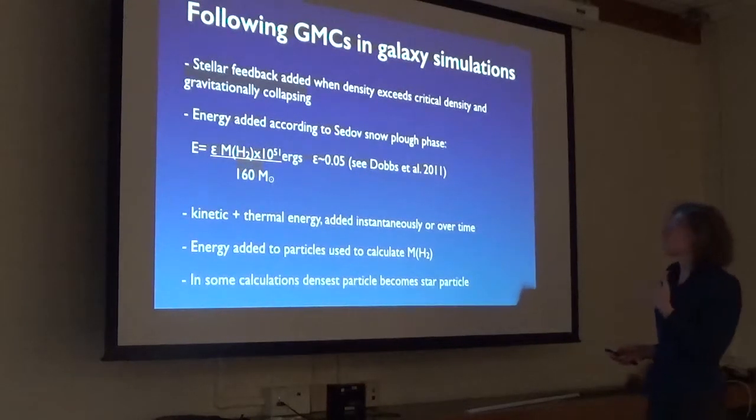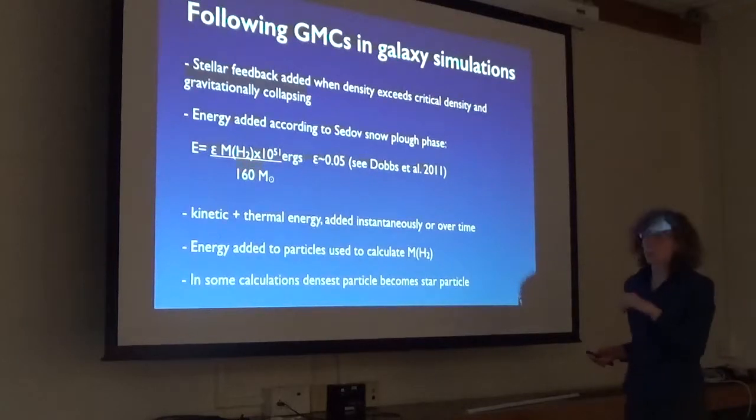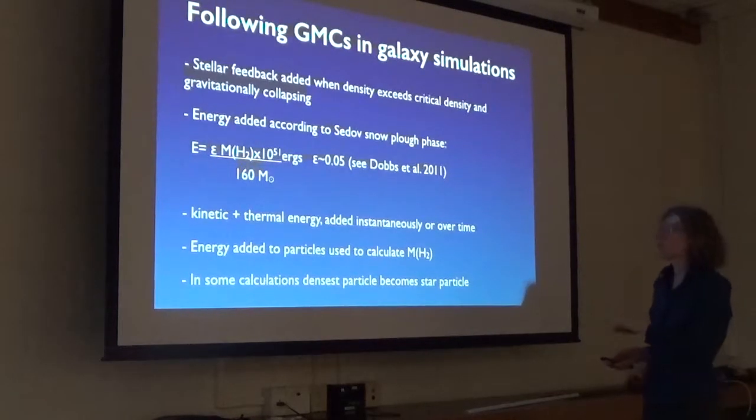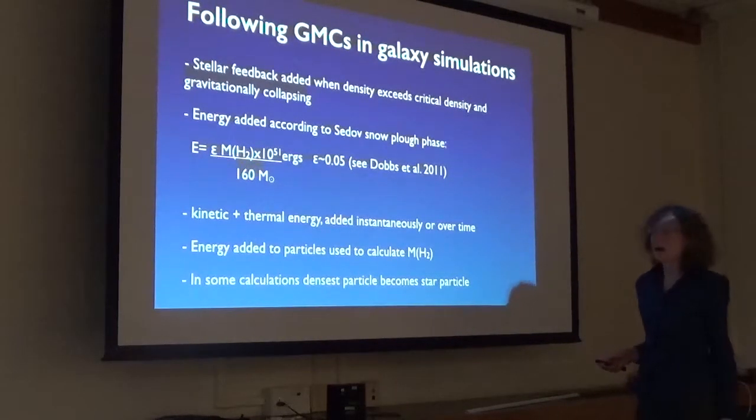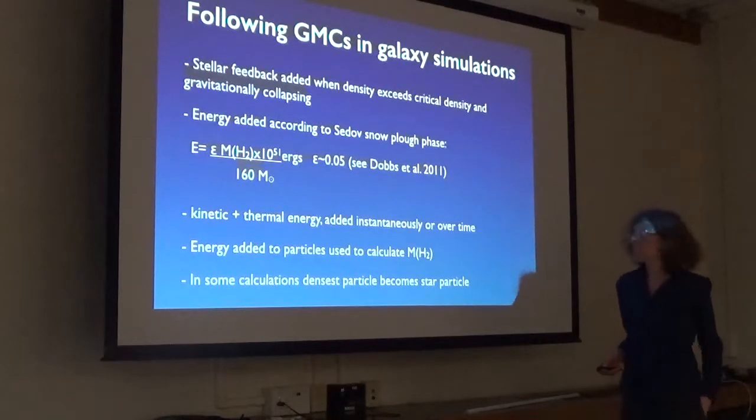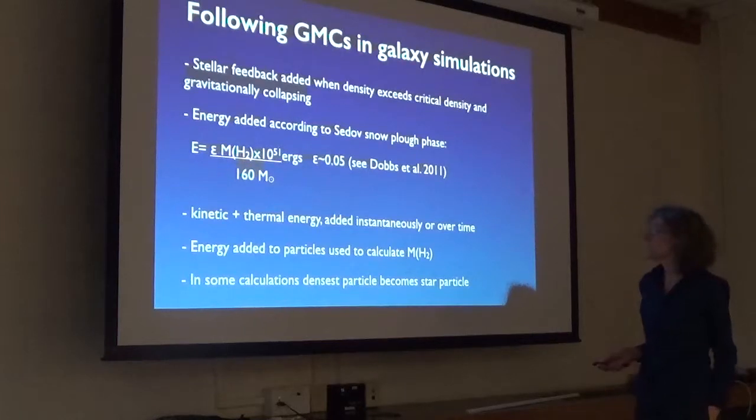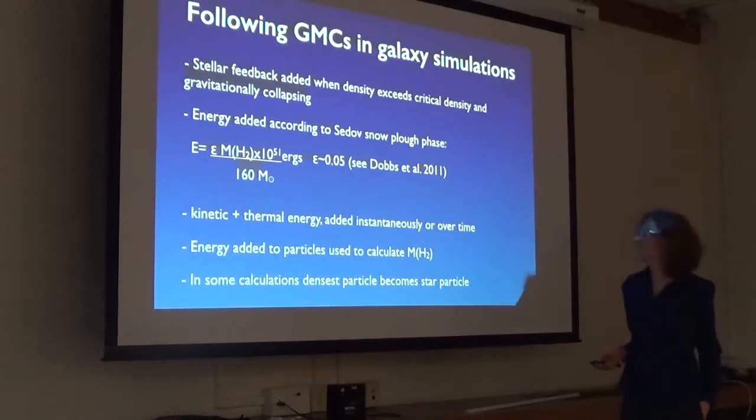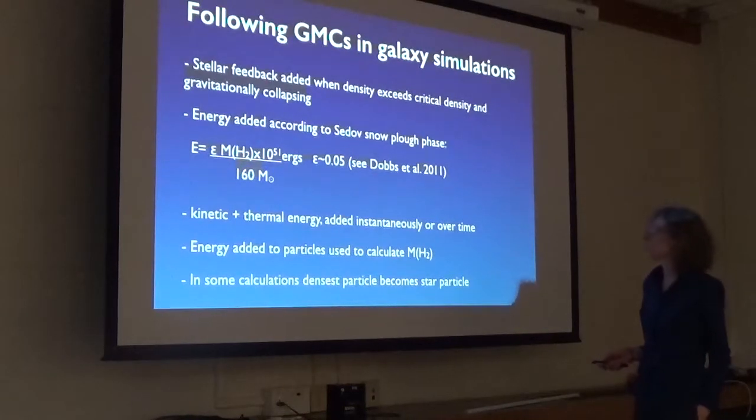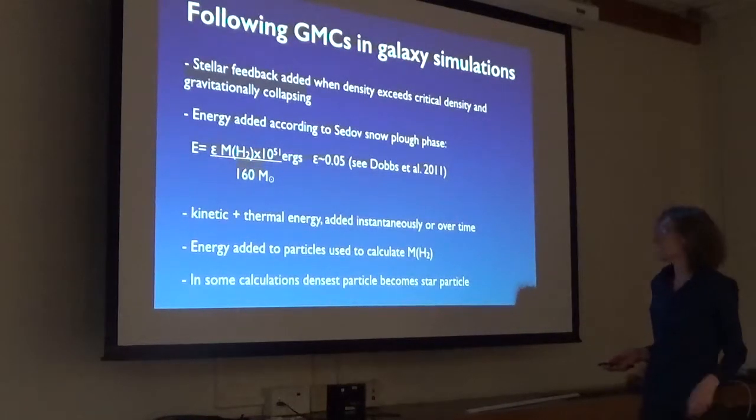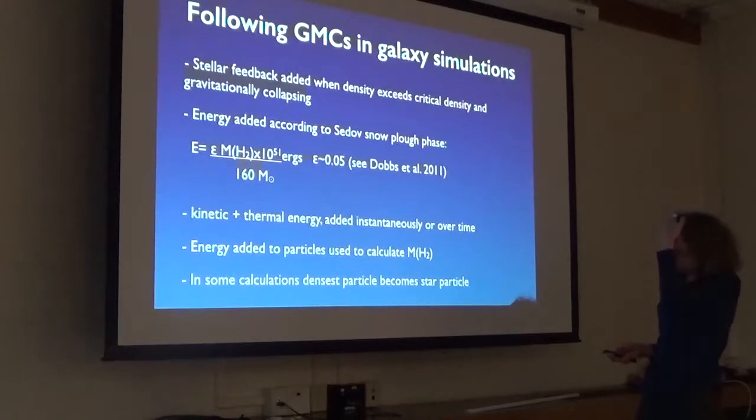Stellar feedback is assumed to occur once the density of a region exceeds a value. For most of these simulations, it's 500 particles per centimetre cubed, and that gas is gravitationally collapsing. Energy is inserted according to a Sedov solution, which I think is 2/3 kinetic and 1/3 thermal energy. This can be added instantaneously or spread over time. Most of the models I show are instantaneous.